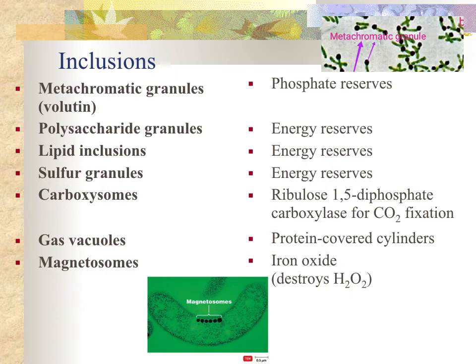Okay. Another thing you sometimes see are inclusions. These are chemicals that are just stored in the cytoplasm. They can be made of lots of different things. That's how they store chemicals. Usually, this is just a way to store energy, but sometimes they're gas inclusions. Sometimes they're magnetic, so they help them orient.